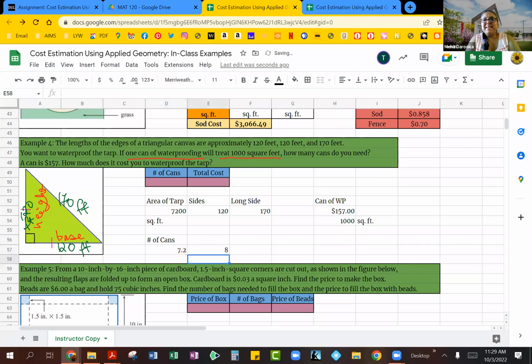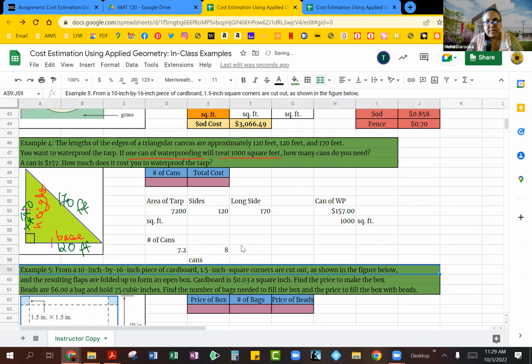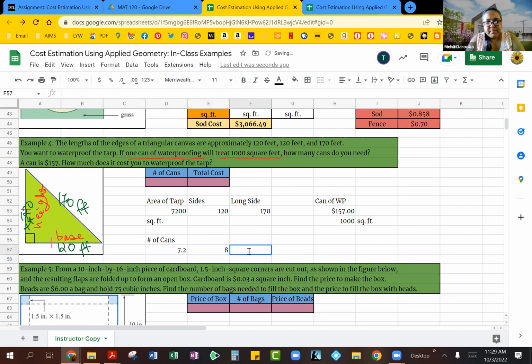So again, you can see, guys, in this case, you have to decide, right? Do we round down? Do we round up, depending on what use we are making? And because we have extra 200 feet of canvas that needs to be waterproofed, you don't use the traditional rounding rules, you actually round up. So you have a total of 8 cans of waterproofing, liquid or whatever you want to call this.